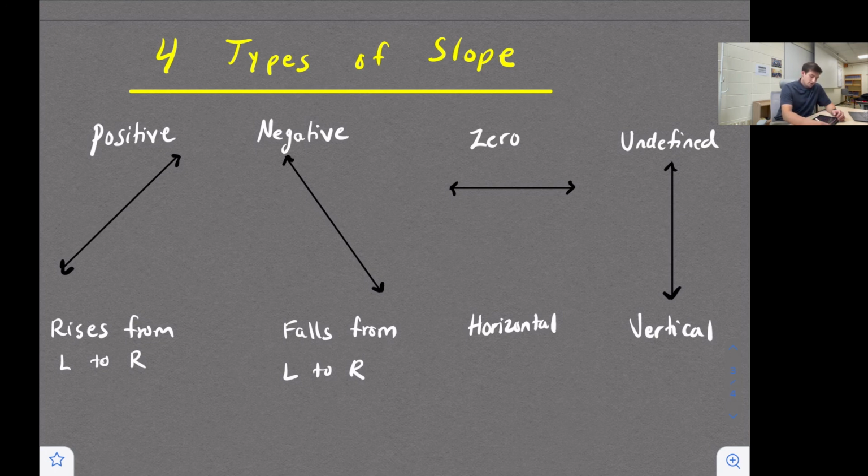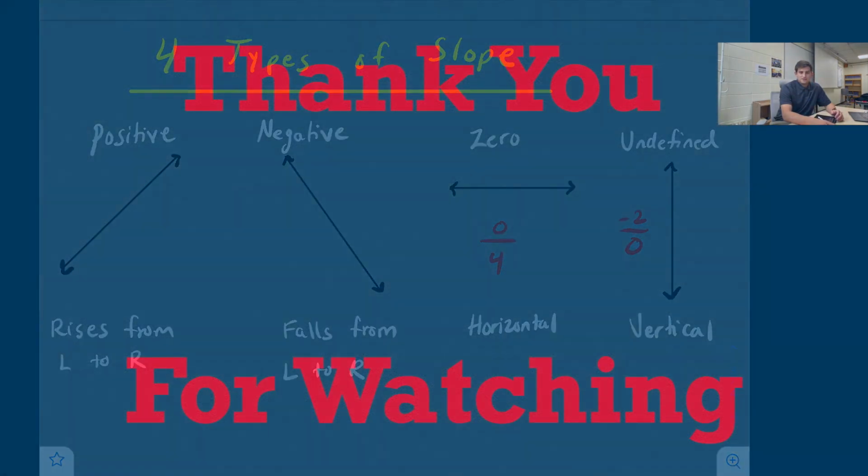We could have a 0 slope, which is when our numerator is 0. So if we had, for example, 0 over 4, then we would have a 0 slope. That's represented by a horizontal line. And our last type of slope that we could have is an undefined slope, which would be represented by a vertical line. And that's if we had anything with a denominator of 0, okay? And that's the 4 types of slope and how to find slope.